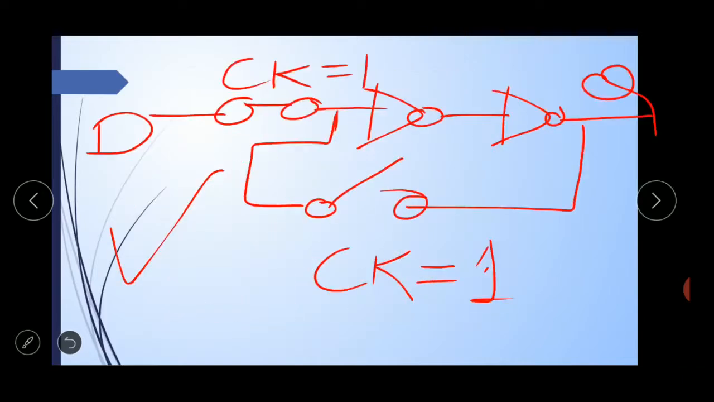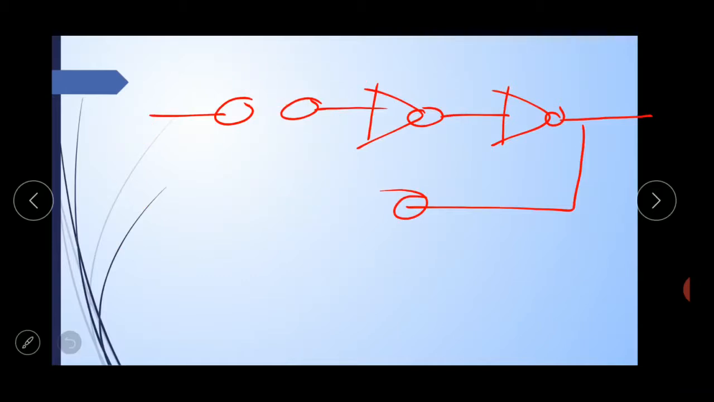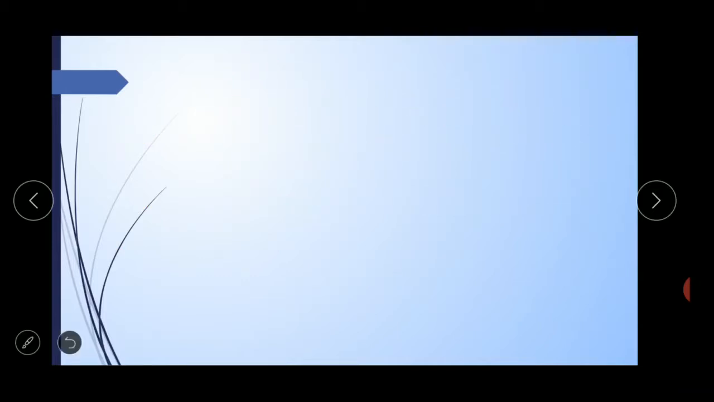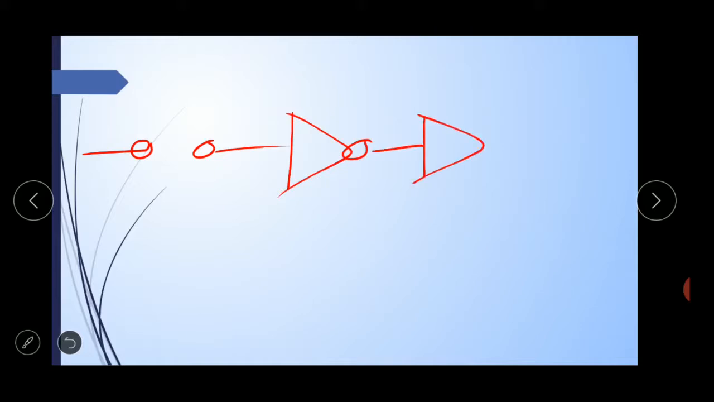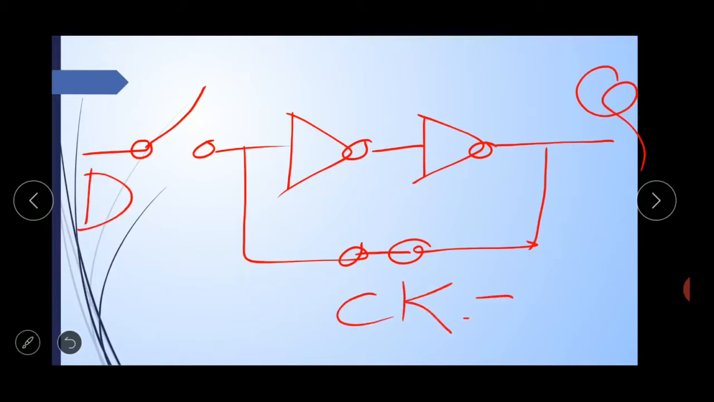So the diagram looks like, one second, when clock is 0, okay, the diagram looks like this when clock equal to 0. So this is all about D latch.